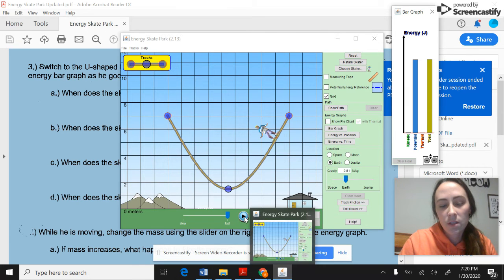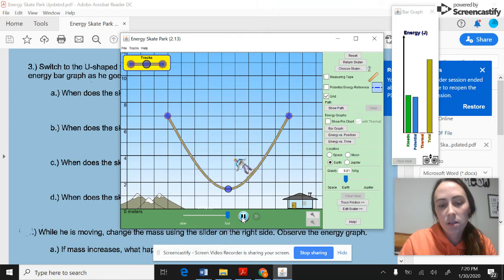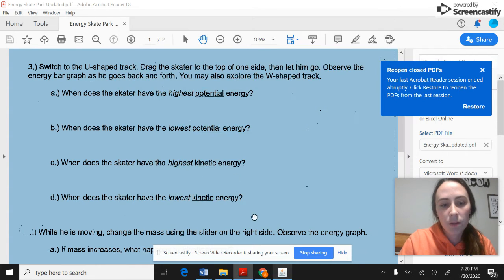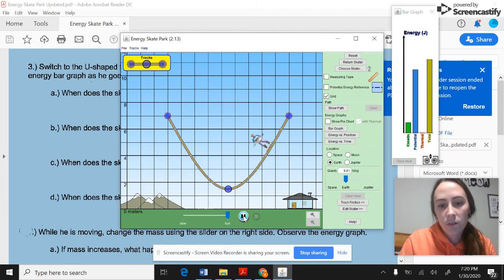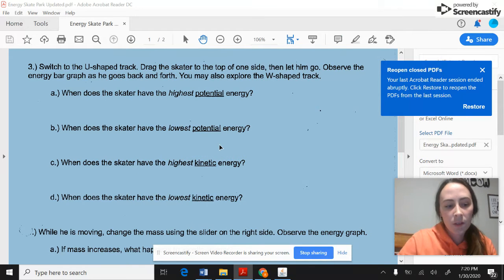When does he have his lowest? Whenever he is at the bottom. So whenever you pause him here, you can see it's at the lowest. So you'd write the bottom of the U. When does the skater have the highest kinetic? Whenever he is at the bottom of the U. He has the lowest when he is at the top. So those would be your answers there.